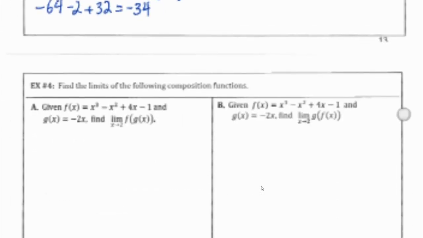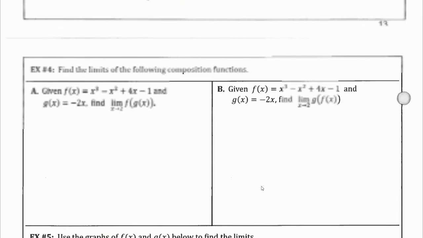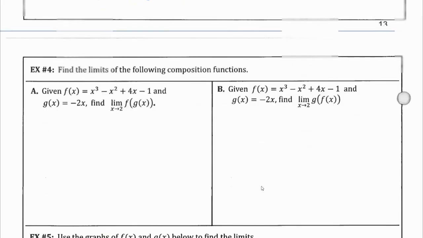Okay. So we want to find the limits of the following compositions of functions. Again, what we're trying to find here is the limit as x approaches 2 of f of g of x. What this actually means is we're trying to find f of the limit as x approaches 2 of g of x. We're using that property to make it a little bit simpler. So we're going to start with finding the limit as x approaches 2 of g of x.